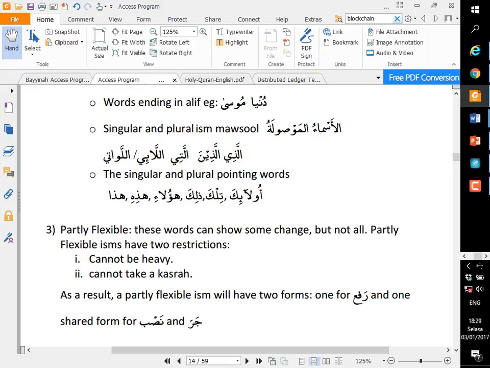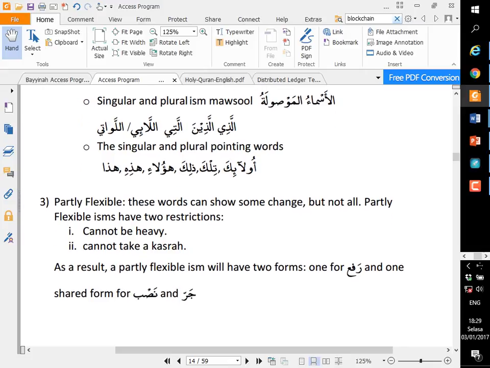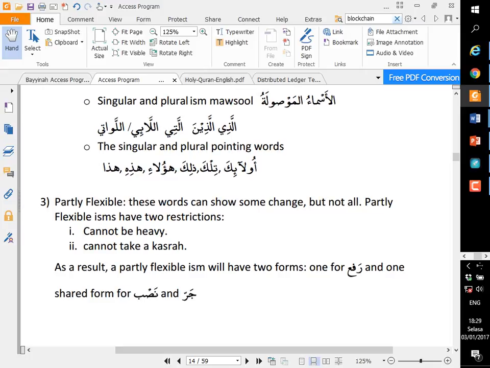Okay. And also, aside from the fully flexible and non-flexible, there are partly flexible. Partly flexible is they have rofa, the u or un, but in the nasab or jar they share the same form. So, for example, the word Ibrahim, Ibrahimu, Ibrahima, Ibrahima, no Ibrahimi.